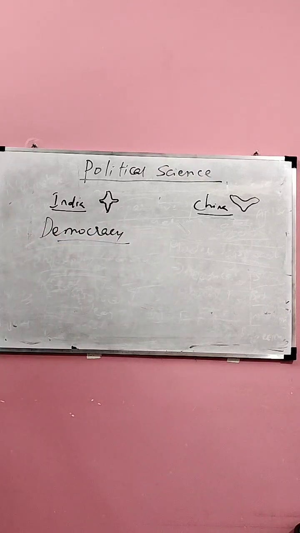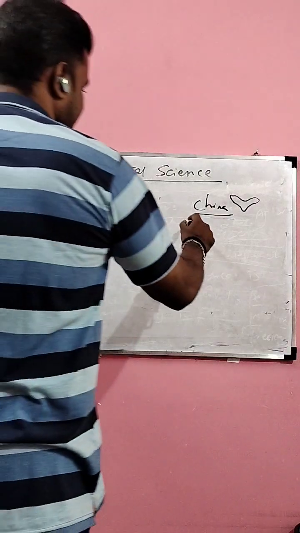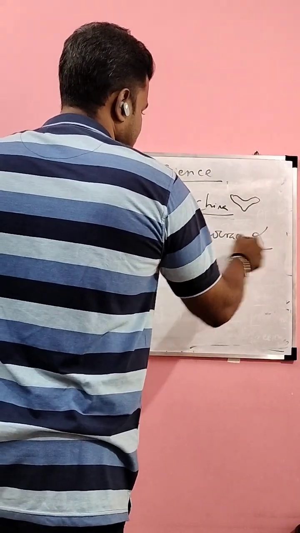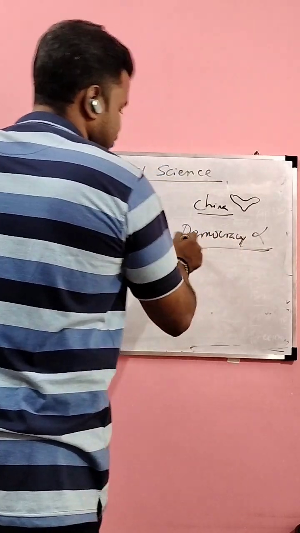Am I correct? So you see the Indian state being seen as a democracy through its constitution. It is seen as a democracy in terms of philosophy as well. Now coming to the other side, China is not considered a democracy. This is the general opinion.